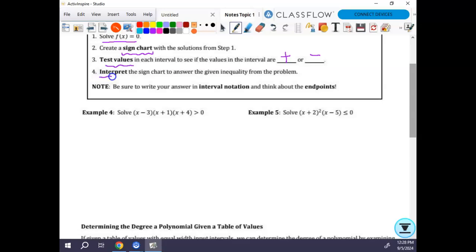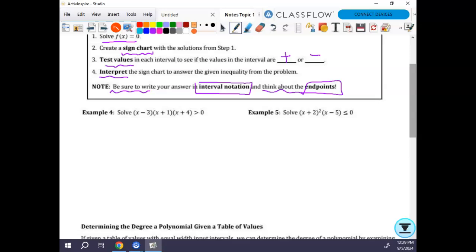And then I have to interpret my sign chart and answer the given inequality. This note is important. Be sure to write your answer in interval notation and think about the endpoints. Do I include the endpoints or not? And I will make sure to show you how you can wrap your mind around that. Okay? What questions do we have? We good so far? You don't even know what to ask at this point, I know.